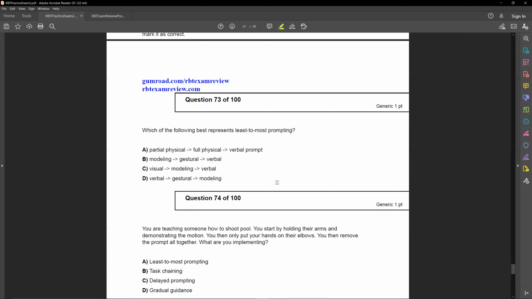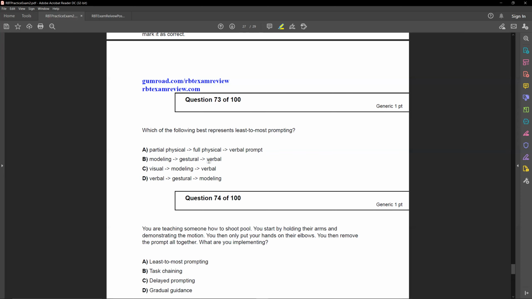Because depending on where you look, the hierarchy could look different. So again, most prompting is physical, least is going to be our verbals, our visuals, and our gesturals. And then modeling is going to fall somewhere in between. So for least to most prompting, we're starting with the least intrusive prompt and moving up to the most intrusive. So A: partial physical, full physical, verbal prompt. Well, we know this is out.